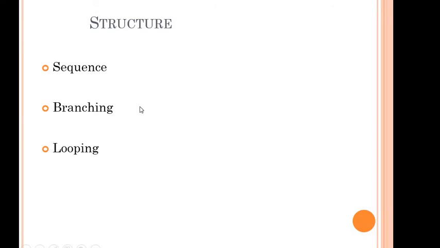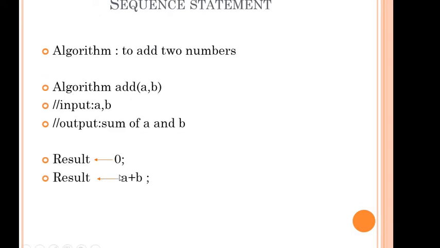If it is true, some set of lines should be followed. If it is false, some other set of lines will be followed. Looping means a set of lines is executed several times. This is an example of a sequence statement, executed one by one without any change in the order of execution.